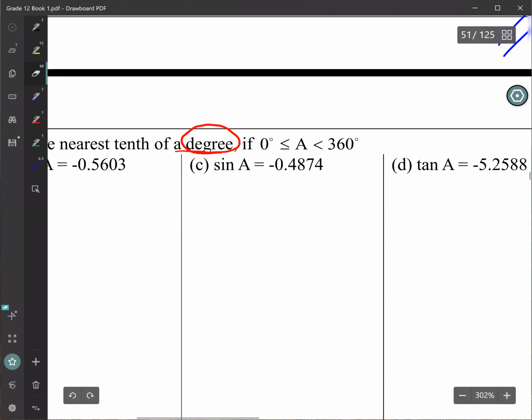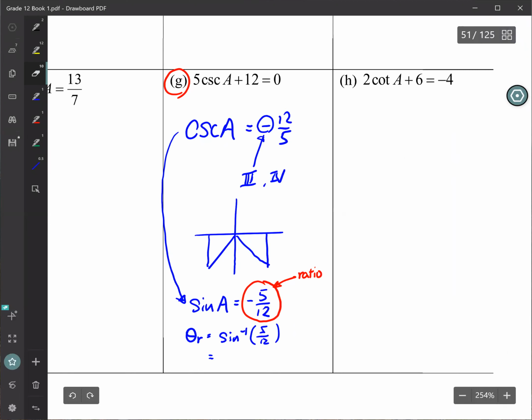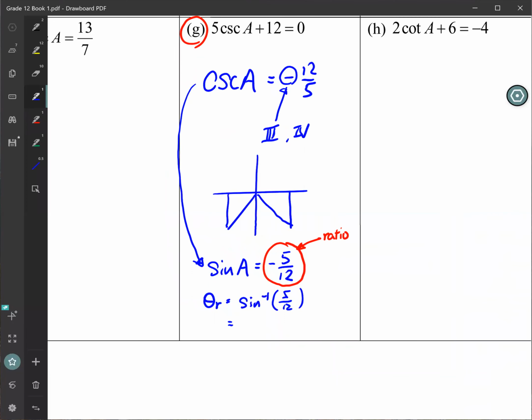Sine inverse of 5/2, and keep it in, right? It says tenth degree. So what's your answer? Can you raise your hand once you get the reference angle? Okay, Ray, what do you have? 24.6 degrees. Okay, so that will be the reference angle in the little triangle.